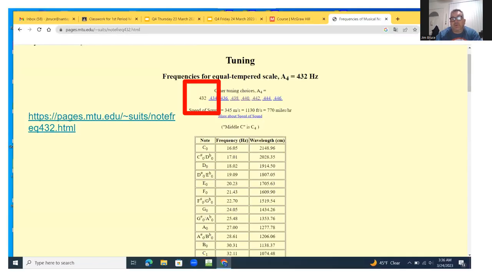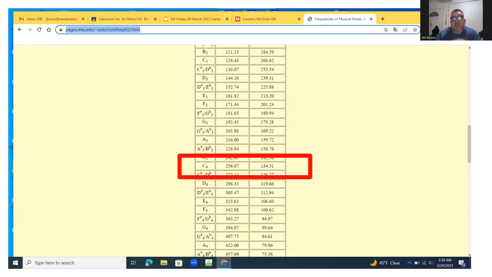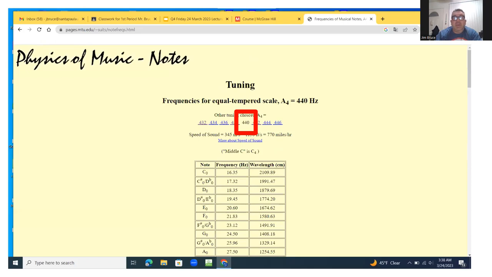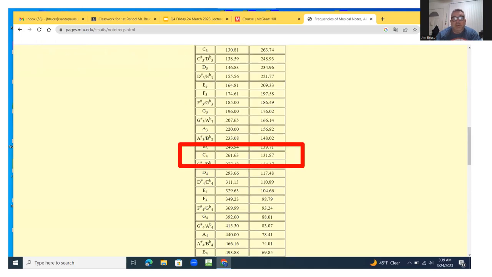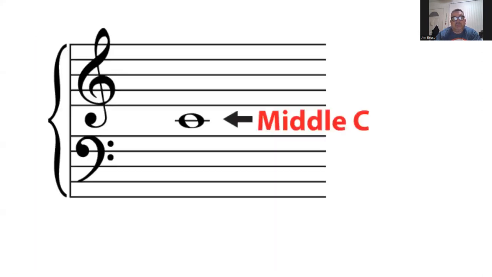Here is the information with regard to A432 and the 256 C that we have. It really should be 257 if we wanted to round up. A440, though, is the convention within the United States. 432 is typically an orchestral tuning. Some people feel like it's better. But A at 440 yields a C of 261, and our tuning forks today are at 256. So I wanted to explain that to you, for those of you who are musicians.